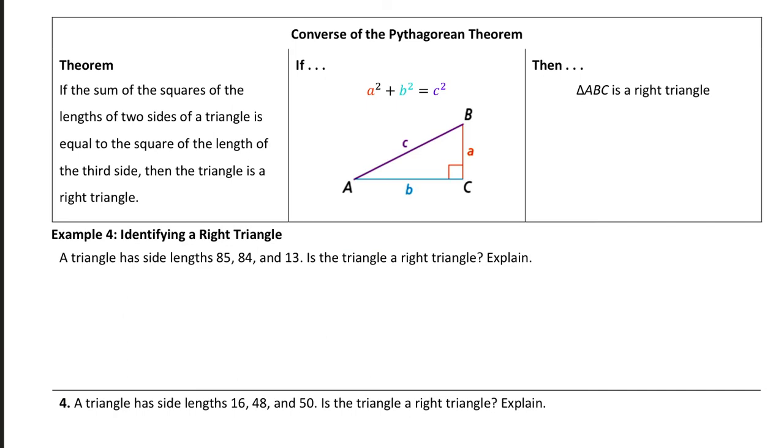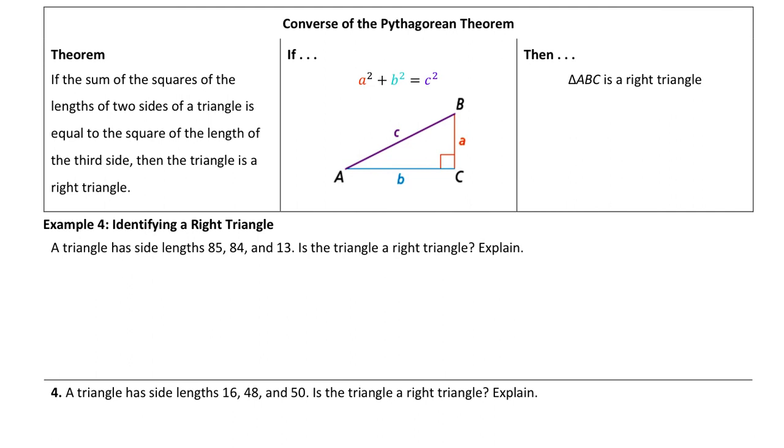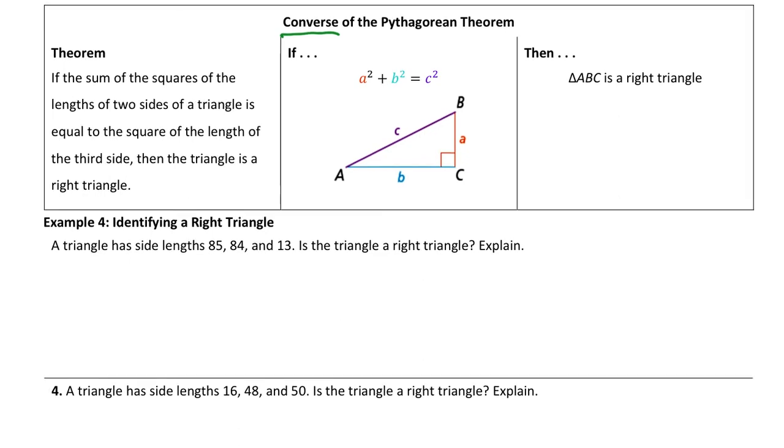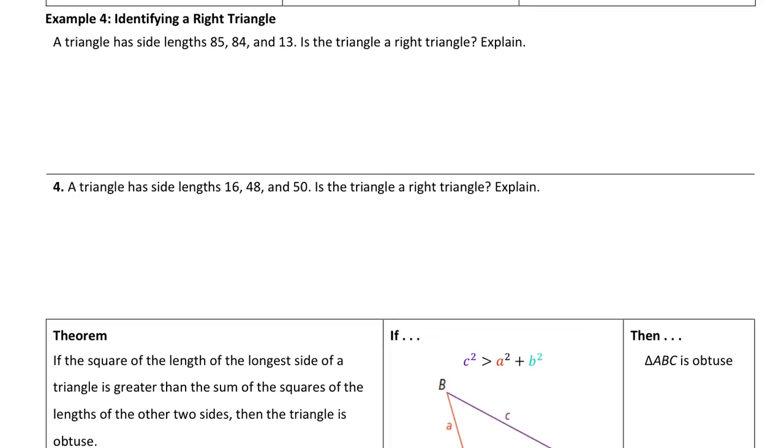Okay, so our last couple examples have to do with the flip side of the Pythagorean theorem. So before we said, if a triangle is a right triangle, then a squared plus b squared equals c squared. Now we're flipping that statement around, it's the converse. We're saying if a squared plus b squared equals c squared in any triangle, then that means that triangle has to be a right triangle. So we are going to try to prove whether a triangle is right or not right.